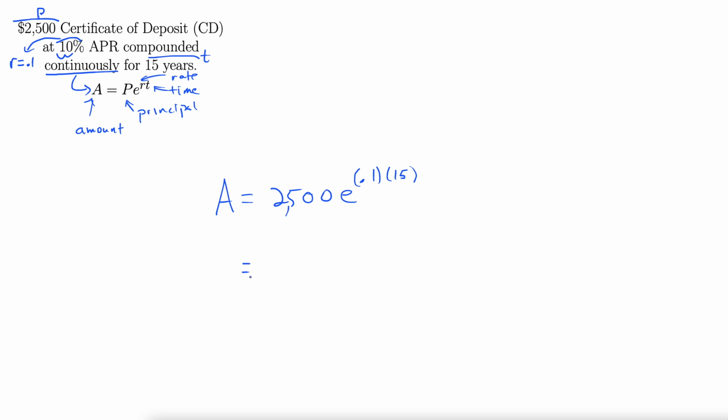Here's how I will put it in mine, which is a TI. 2,500 times, and then I'll hit the e to the x key. So this is the times key, the e to the x key, and then it brings up parentheses, at least in my calculator. Yours might not, so then you'd have to put in the parentheses yourself. 0.1 times 15, close parentheses, and then enter.